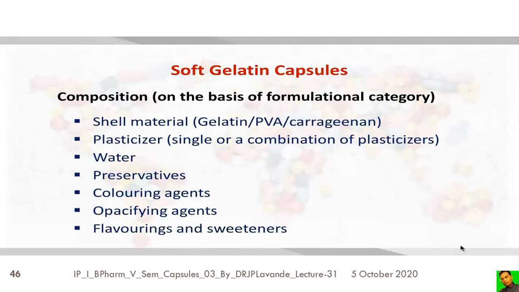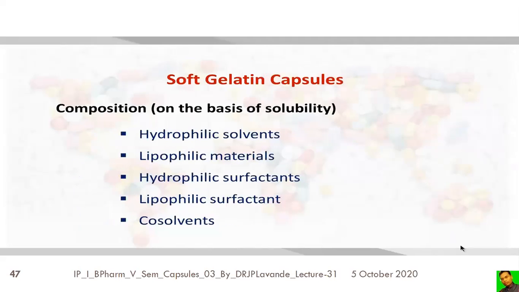Plasticizer, in order to impart the nature of elasticity, there is need to add the plasticizer, and a single plasticizer, or sometimes two, or sometimes more than two, can be used in combination. Shell material, generally the most preferable material is gelatin of the special grade, of special bloom strength. Polyvinyl alcohol and carrageenan can also be used. These materials can be used as a shell material for the process of soft gelatin capsule preparation.